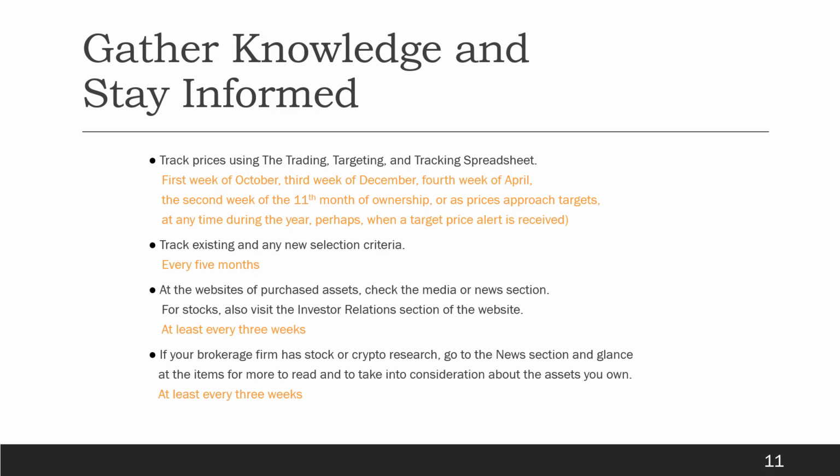If your brokerage firm or exchange has stock or crypto research, bring up that stock or crypto, look at the news section, and glance at the items for more to read and to take into consideration about the assets you own. Do this at least every 3 weeks. Stay on schedule, gathering knowledge, news, and analysis in order to be attentive to catalysts for asset price movements.